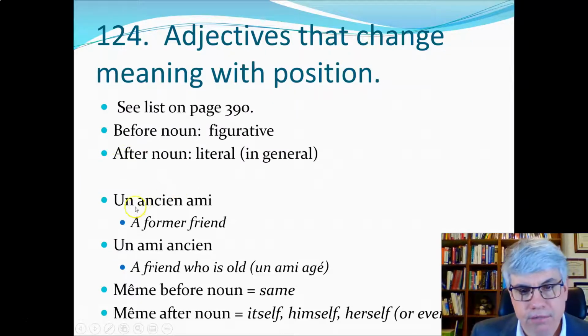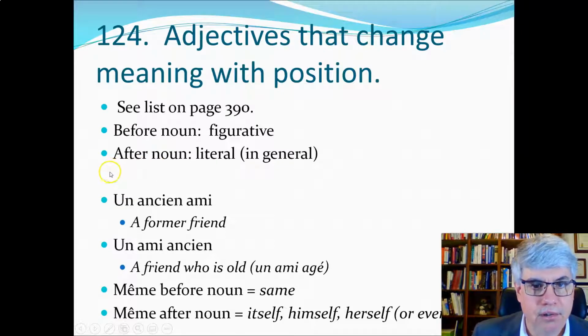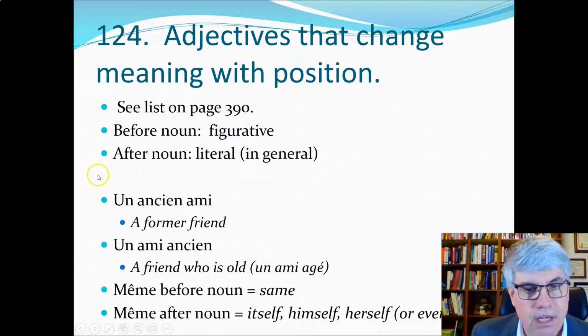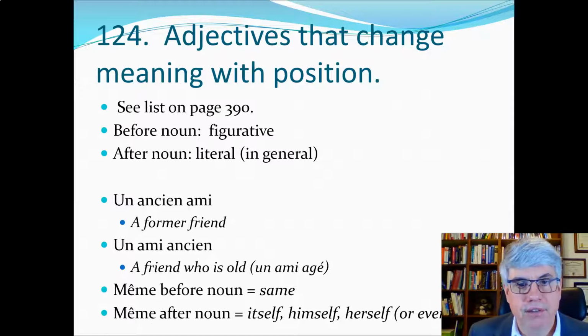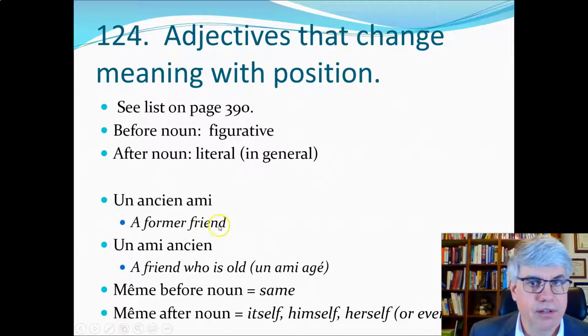So ancien will be an example. That's where we get our word ancient. So it means old in a literal sense. So if we have an ancien ami, we've got ancien coming before friend. That's old in a figurative sense, and the figurative sense that's given in French is a former friend. So not somebody who's a friend now, a former friend. But an ami ancien is a friend who is old, or an ami âgé, a friend that we have that's an old person.